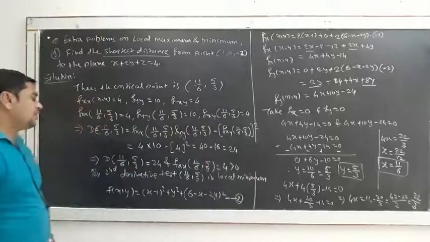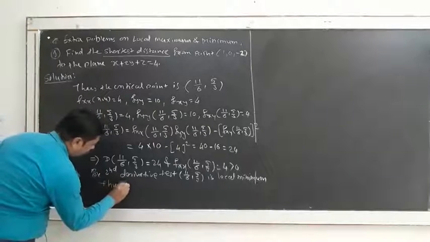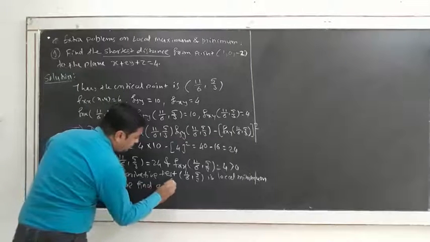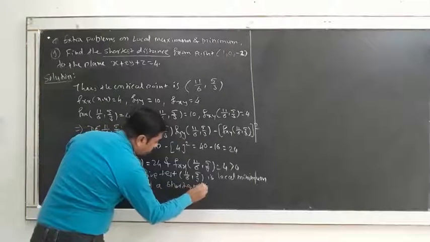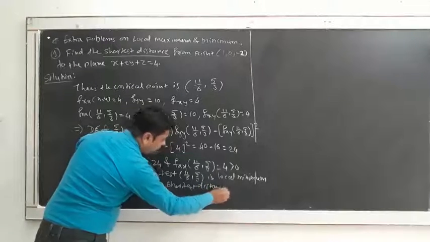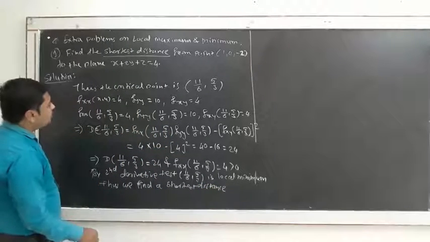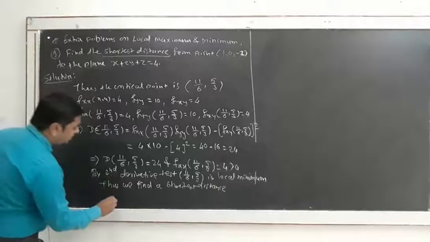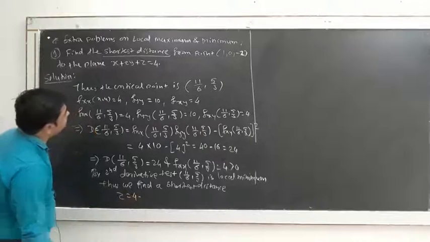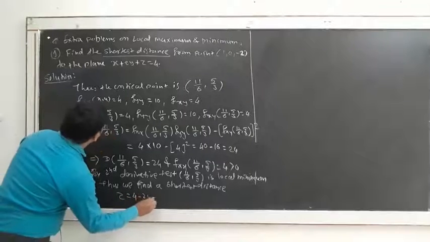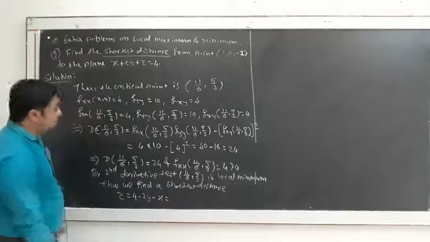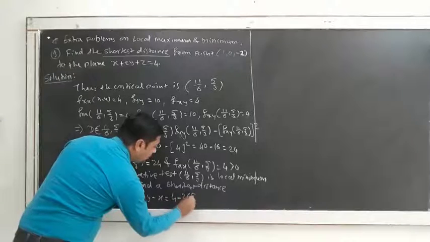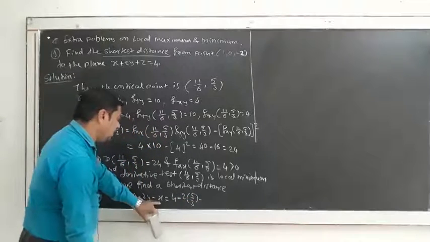And now we have to find the shortest distance. How do we find the shortest distance? Using our shortest distance formula, first you can find z. z is equal to 4 minus 2y minus x, and it is equal to 4 minus 2 into 5/3 minus our what?